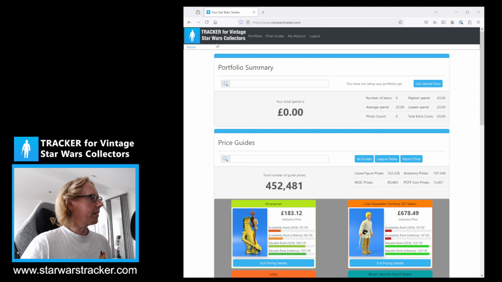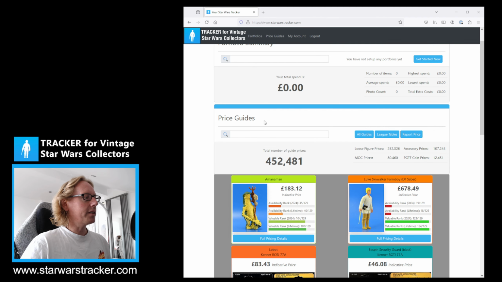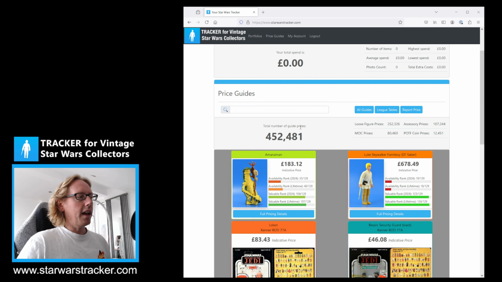So we're back here at the main landing page, and what we see is the portfolio section up the top here, but then below that we've got the section about the price guides, and you kind of get, as a starting point, just an indication of how many prices have been collected in Star Wars Tracker so far. So as of today, in mid-September 2024, there's just over 450,000 prices that have been collected, and you've got a little bit more of a breakdown of how they're made up over here.